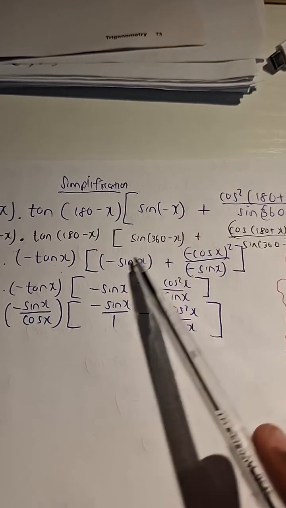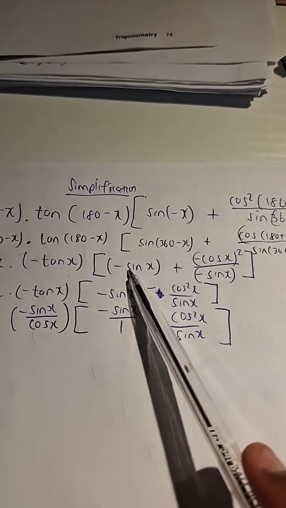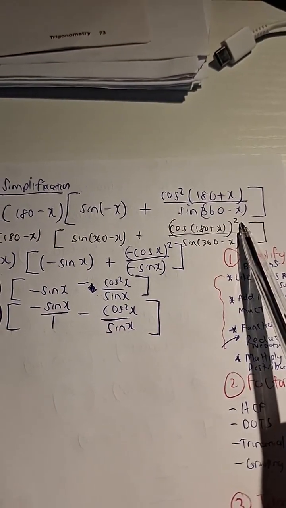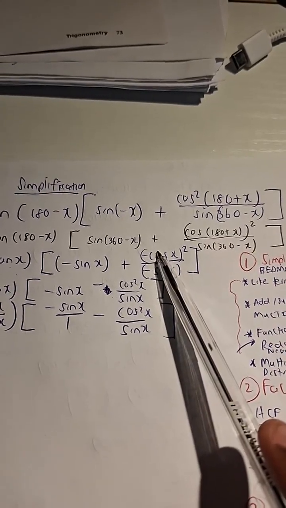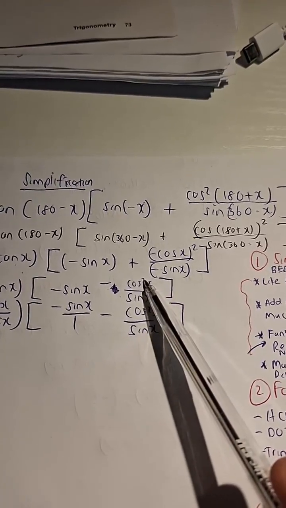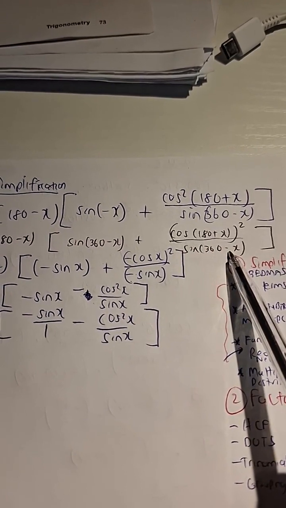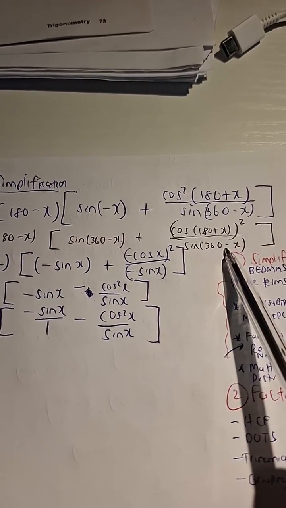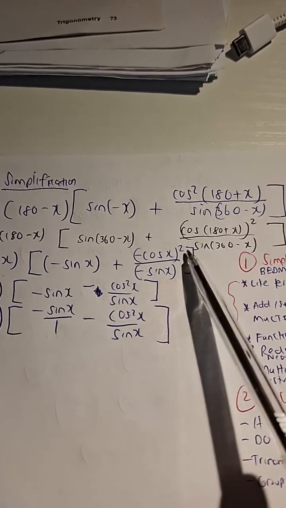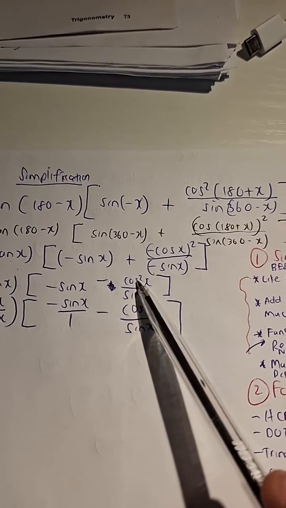360 minus x, sine is negative in the fourth quadrant, negative sine x. Cos 180 plus x, obviously whatever I get which is negative will eventually, when I apply the square, become positive, cos squared x. Here in the denominator, guys, sine of 360 minus x gives me, obviously 360 minus in the fourth quadrant, sine is negative there, so I have a negative sine x. When I apply the square to the negative at the top, it gives me cos squared x, which is positive.